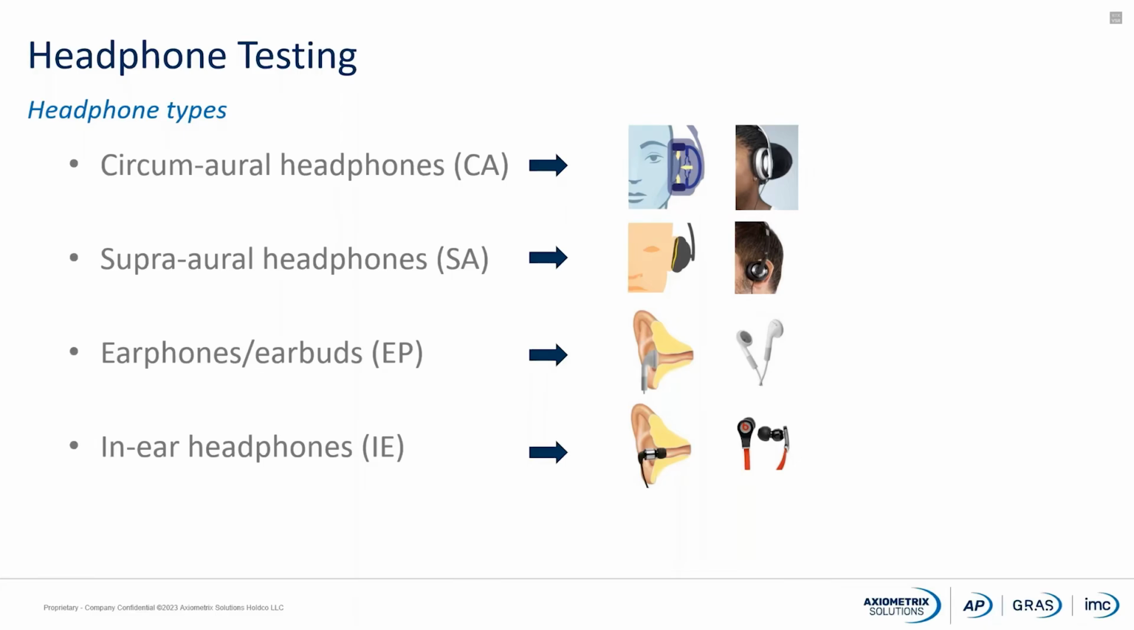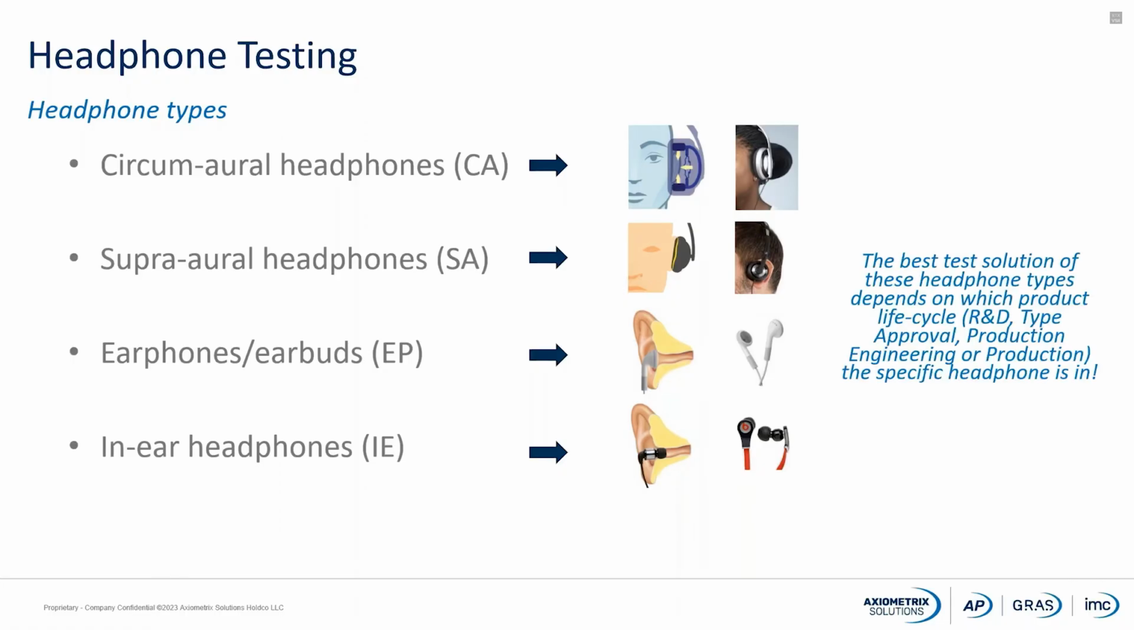We do also have another type called supraaural headphones, also called on-ear headphones. These are sitting on the ear and pressing on the pinna. Then we have earphones or earbuds, placed in the ear entrance, just in front of the ear canal. And in the end, we have in-ear headphones, headphones which are placed in the ear canal.